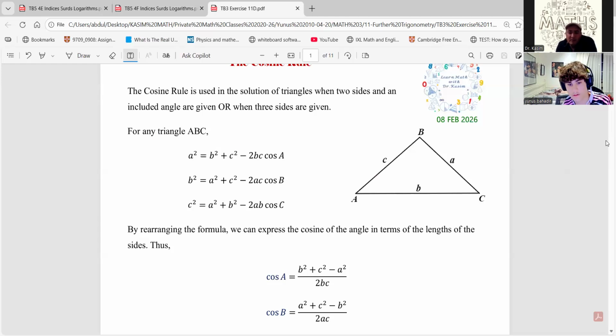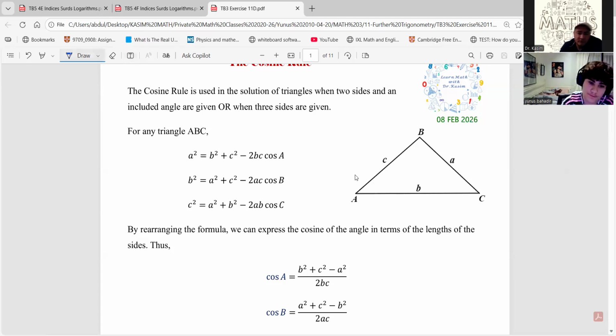Why does this theorem actually work, or when do we use this? Usually, cosine rule works if two sides are given and only the included angle is given. We have to find the third side, because usually in math, solving the triangle means that we have to find the missing sides and angles, right?